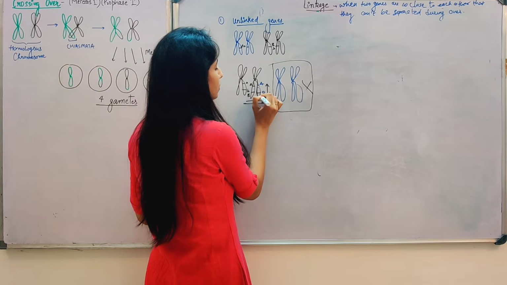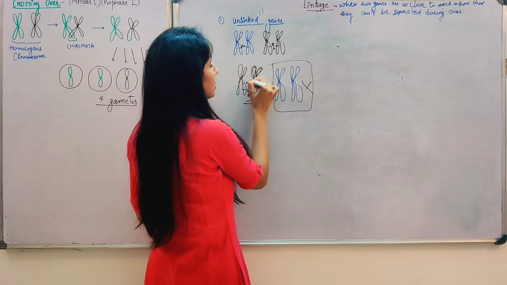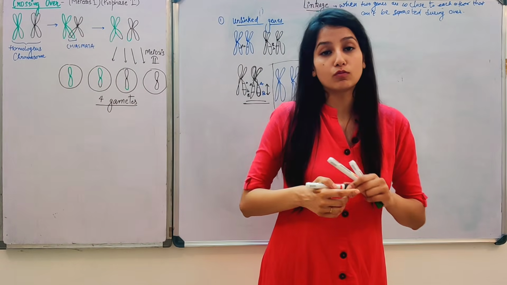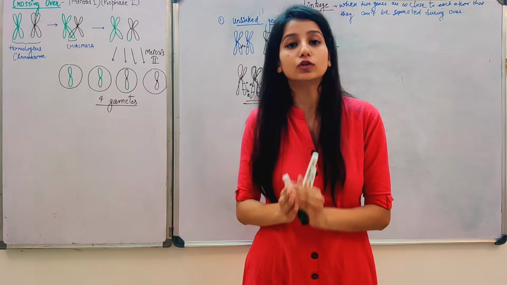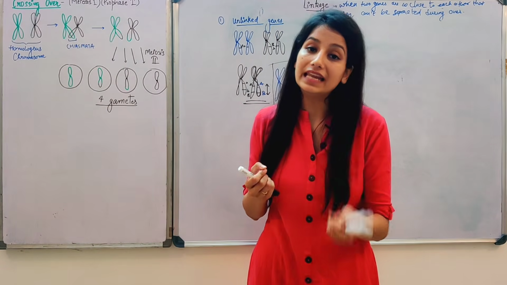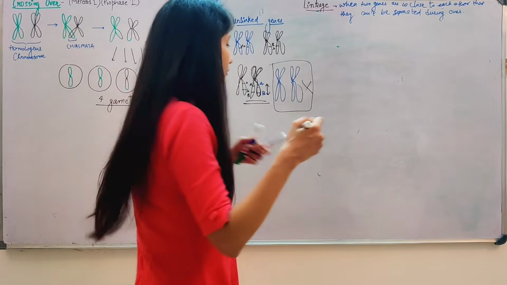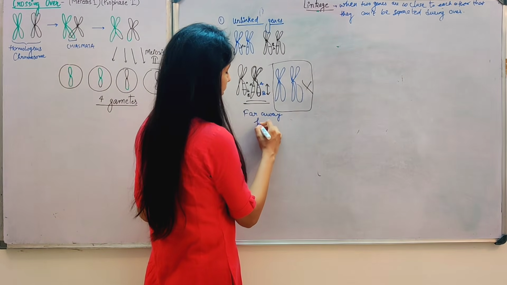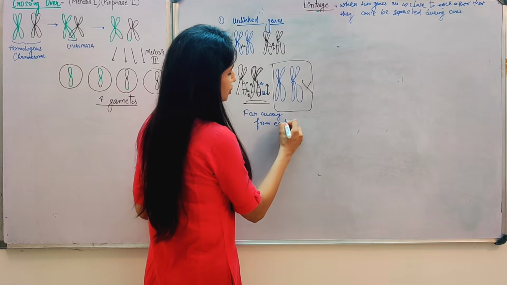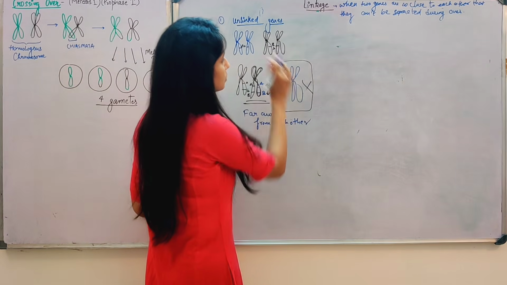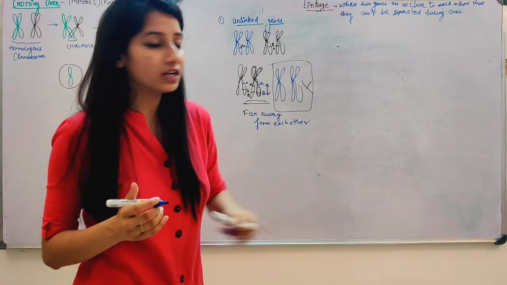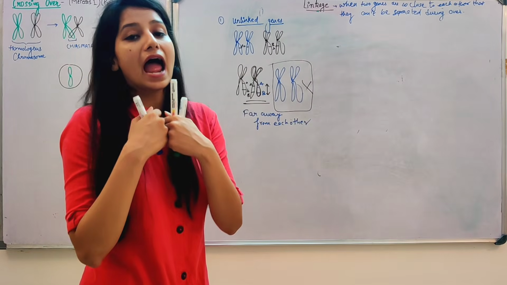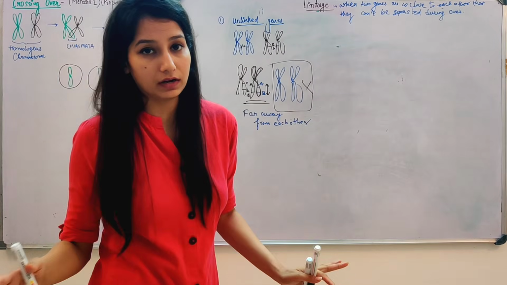That means one homologous chromosome contains both genes, but still they are not linked. Why? Because they are far away from each other. That is also a condition of unlinked genes, and in this condition also crossing over will occur and these two genes will get separated.